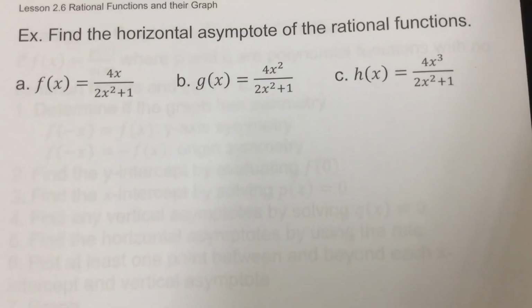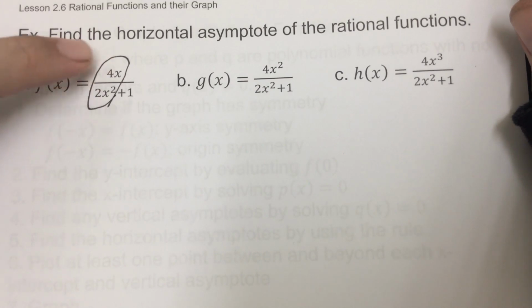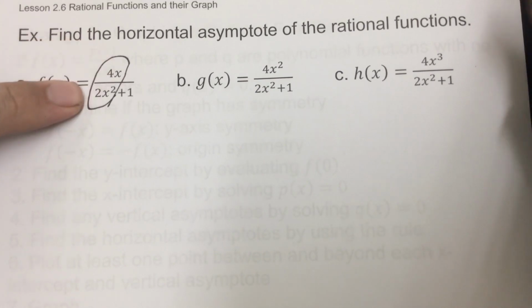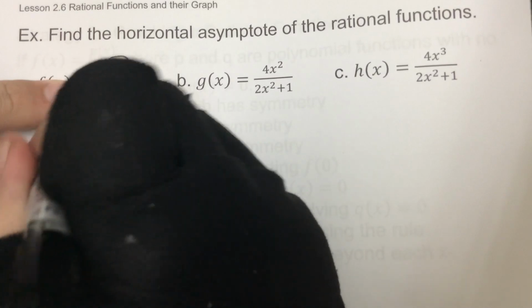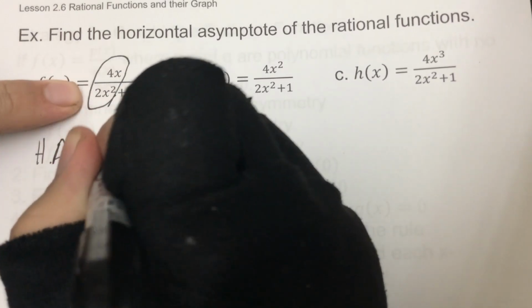find the horizontal asymptotes of each of these graphs. Well, the first one here, we're looking at these biggest terms. So we're looking at those. Top is an x, bottom is x squared. So the top is smaller than the bottom. So horizontal asymptote, y equals 0.